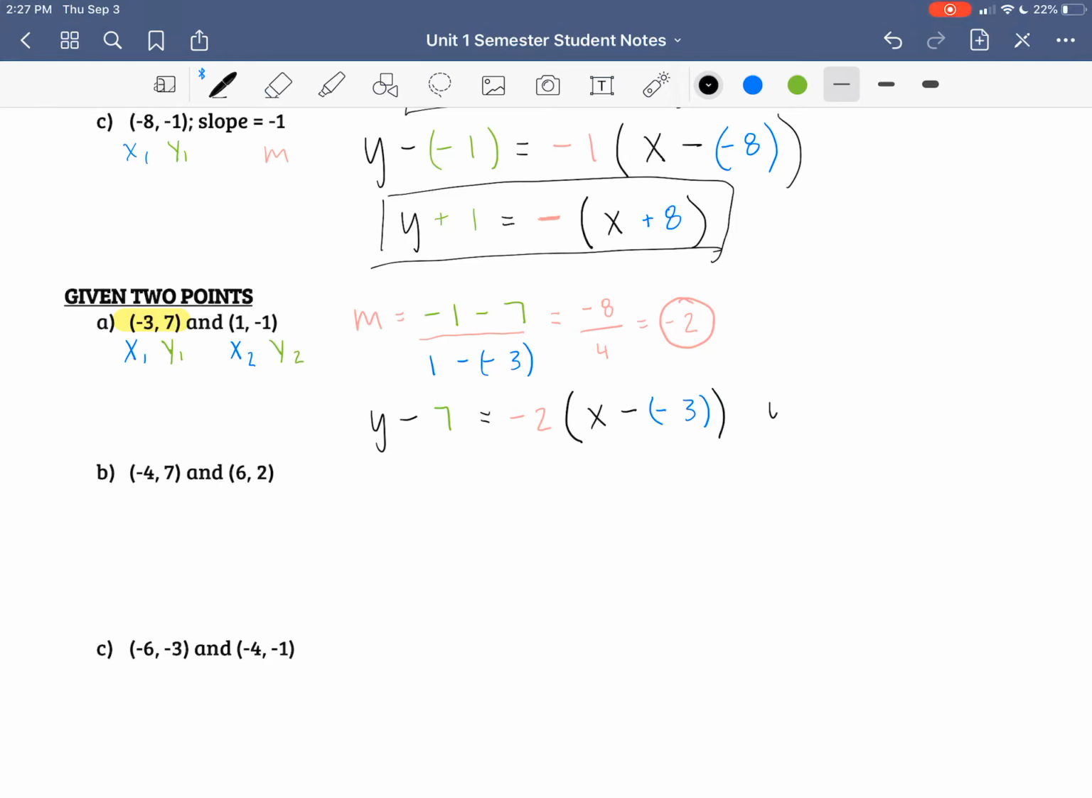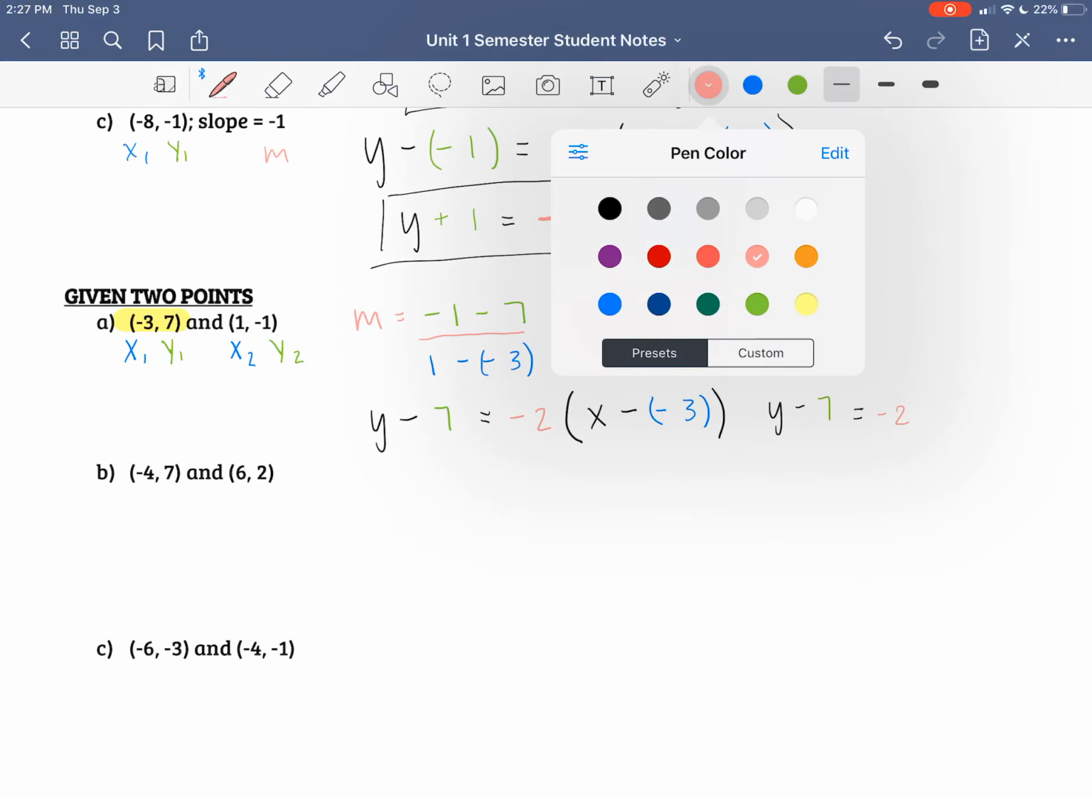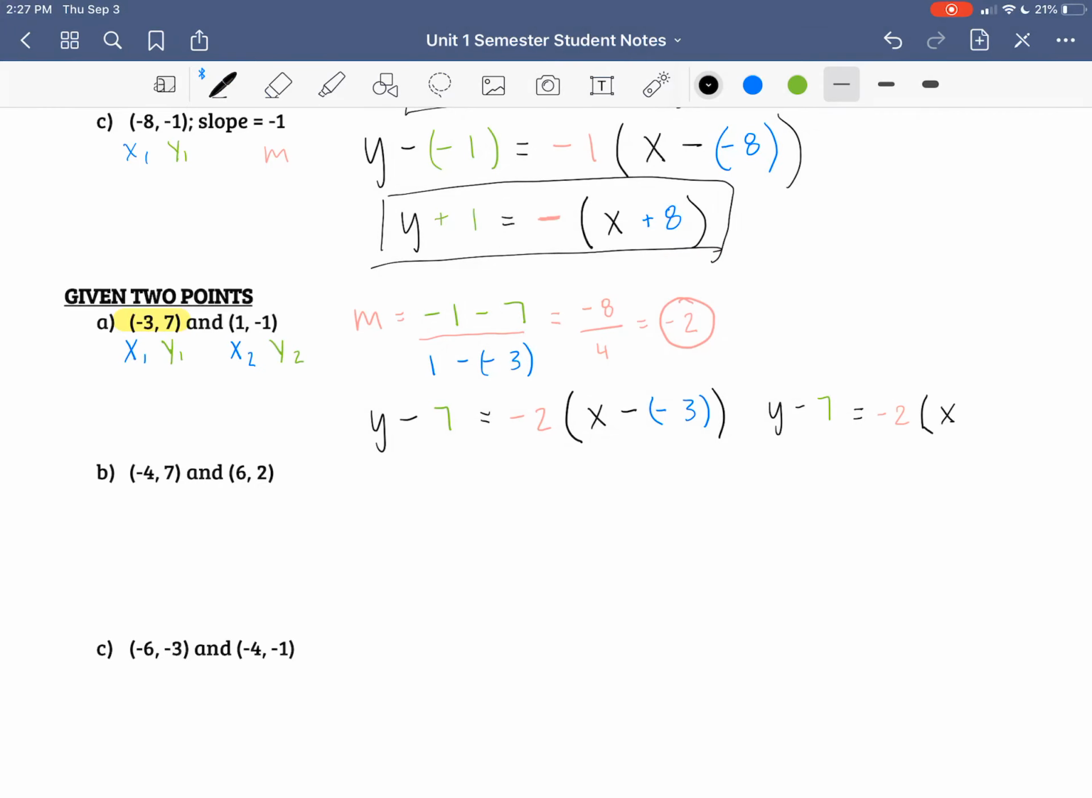So I would write my answer here as y minus 7 equals -2 times x, and we're going to change that minus a negative, does make that a +3. And that would be a nice simplified version of my answer.